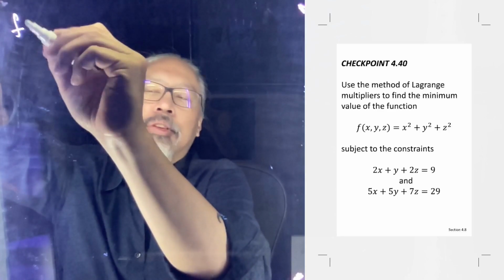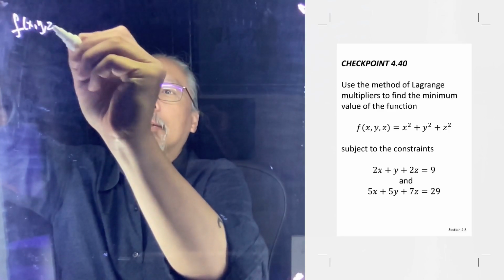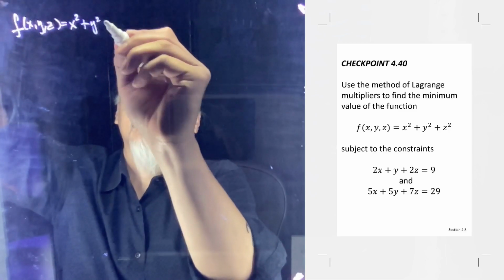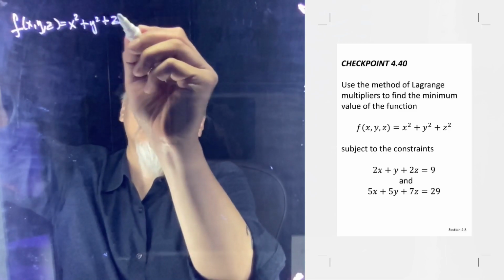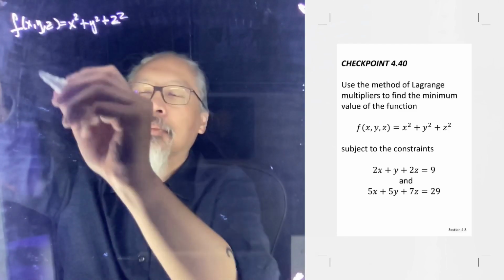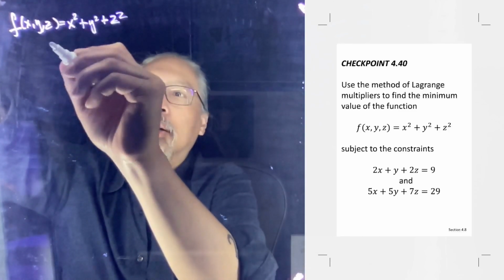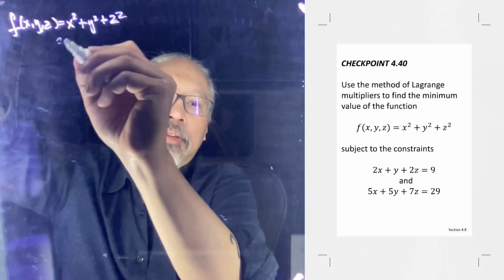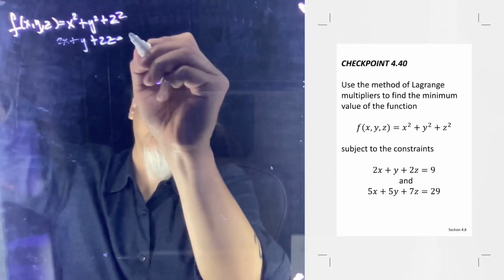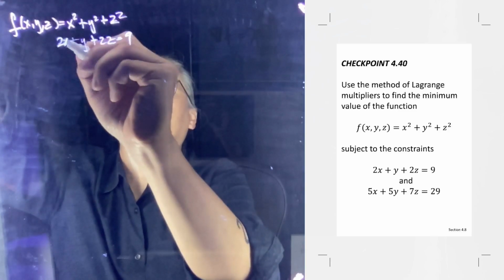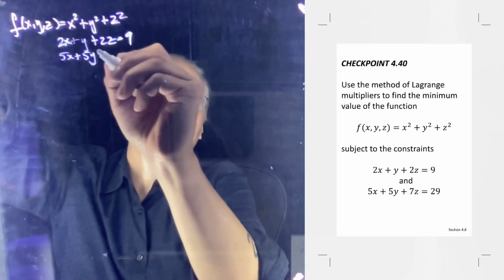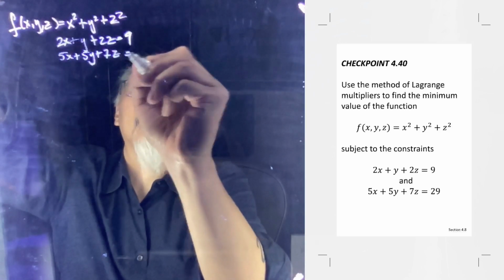We have f of x, y, z, a function of three variables, x squared plus y squared plus z squared. We have a couple of constraints, a couple of planes here. We have 2x plus y plus 2z is equal to 9, and 5x plus 5y plus 7z is equal to 29.